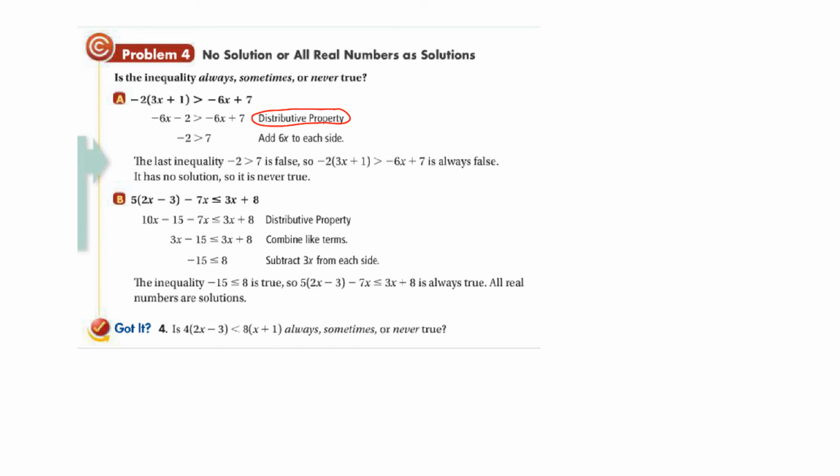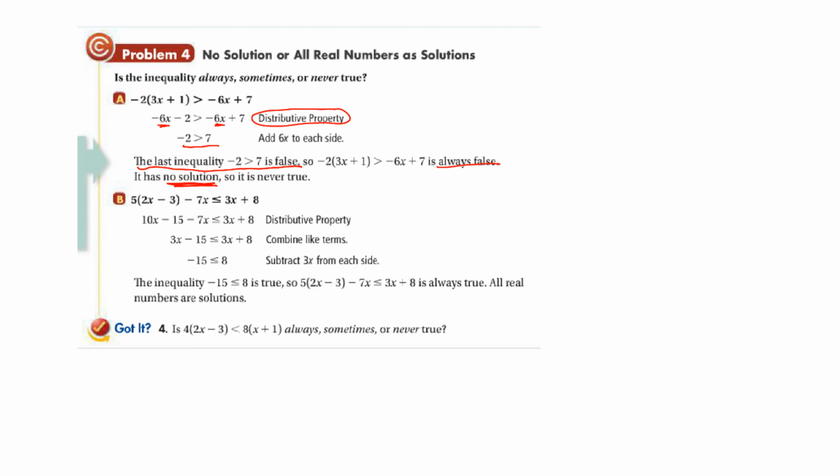And then we see here we have negative 6x on both sides, which if I add 6x to both sides leaves me with negative 2 is greater than 7. Is negative 2 greater than 7? No, it's not. It is false. So that means that inequality will always be false, so therefore it has no solution. It will never be true.